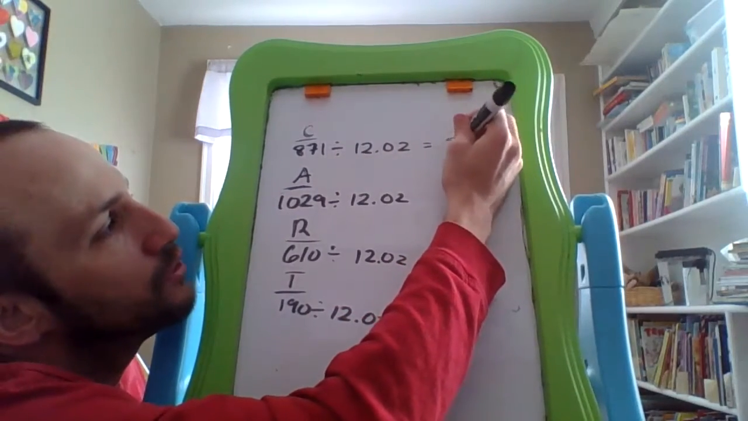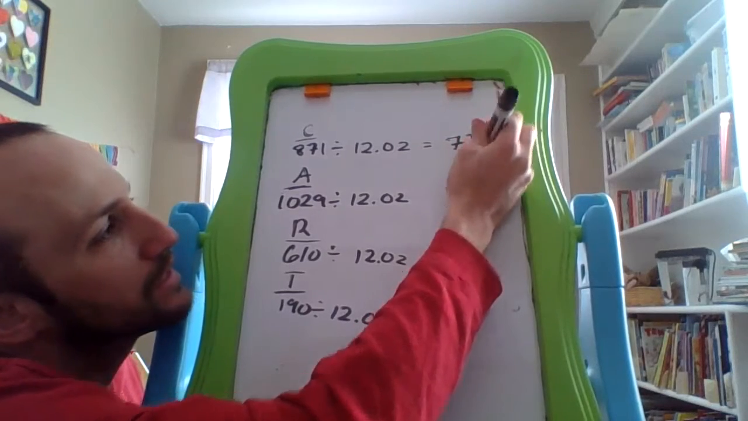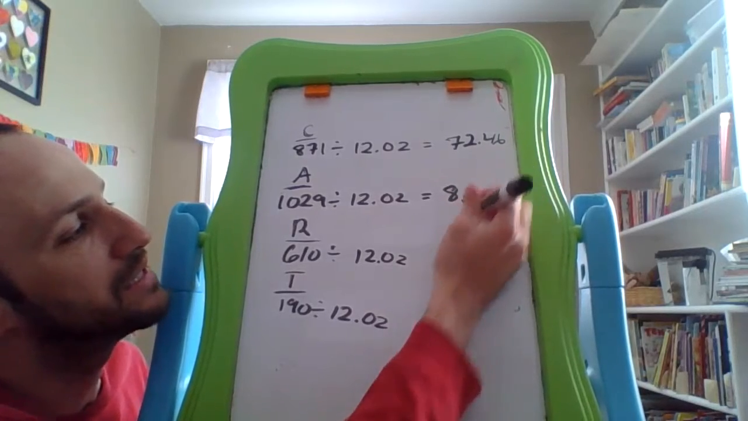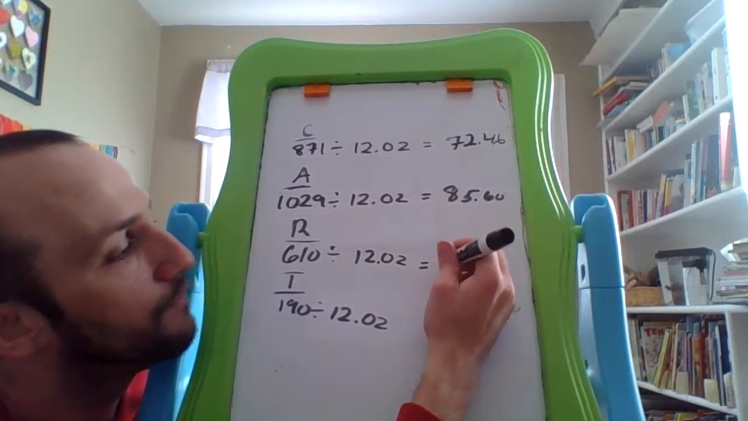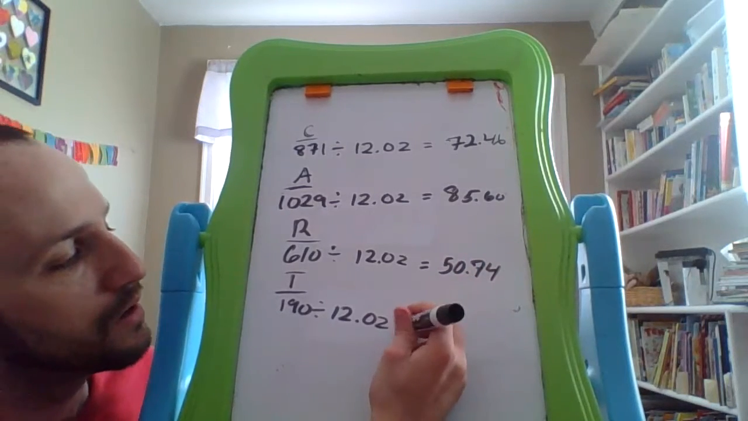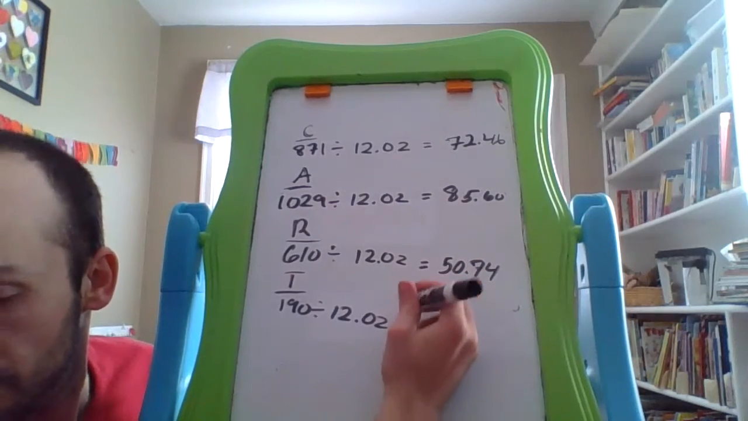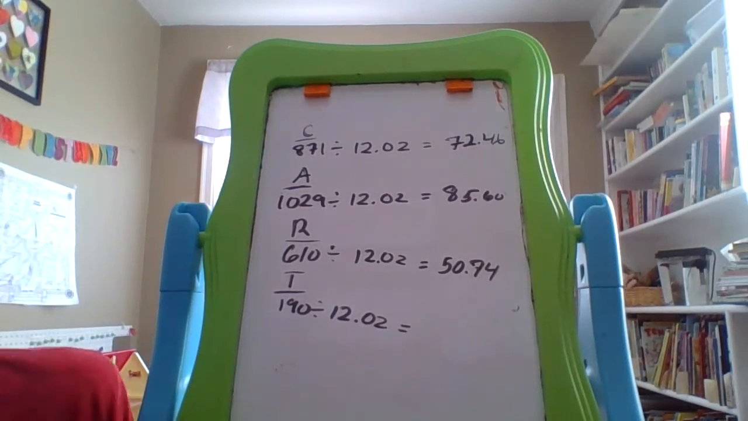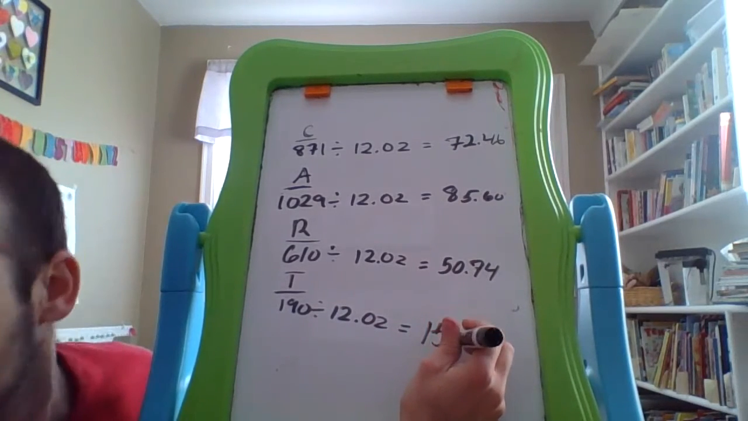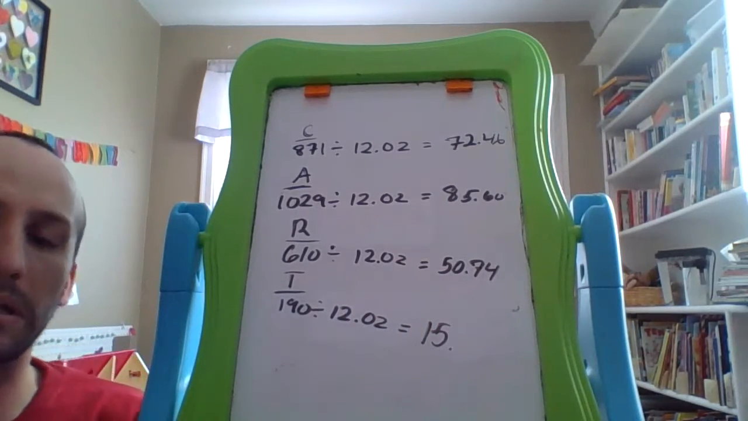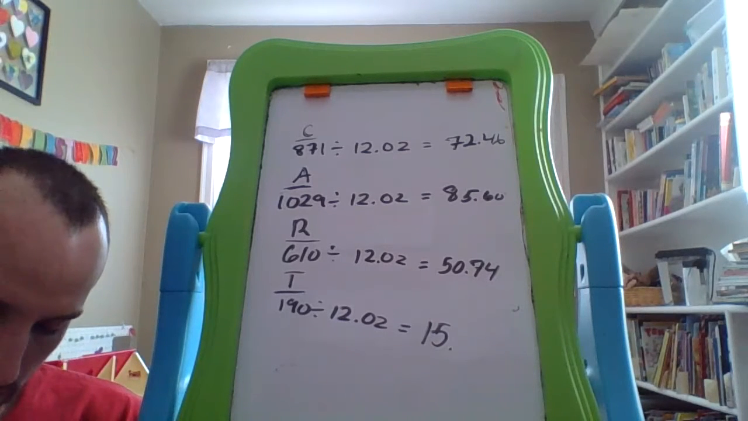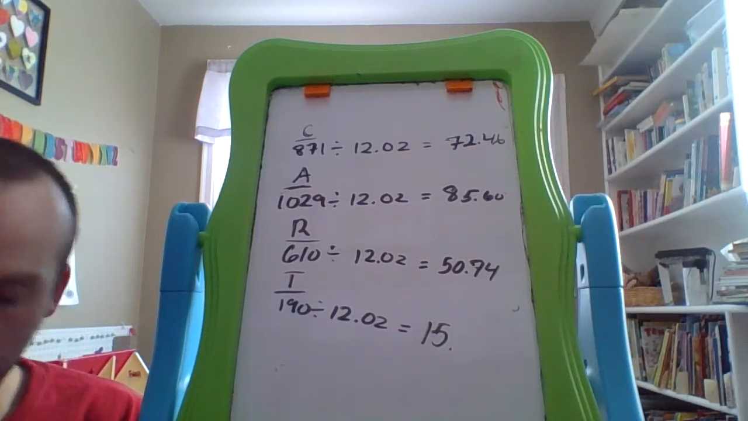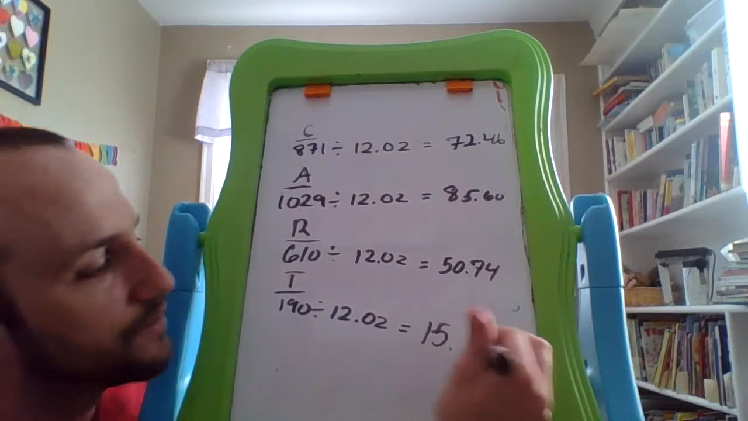So you'd get 72.46. You would get 85.60. You would get 50.74. And then you would get 15.88, I believe. I'm going to check that number for you real quick. 190 divided by 12.02. Yeah, 15.80. Sorry about that. This is 15.80.